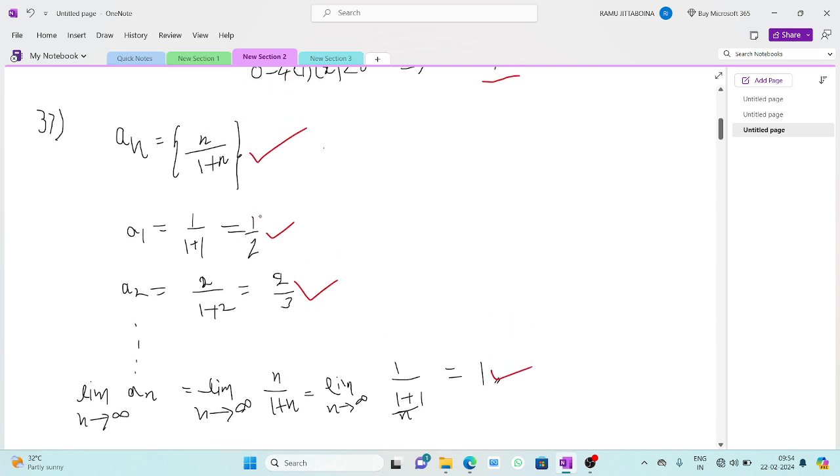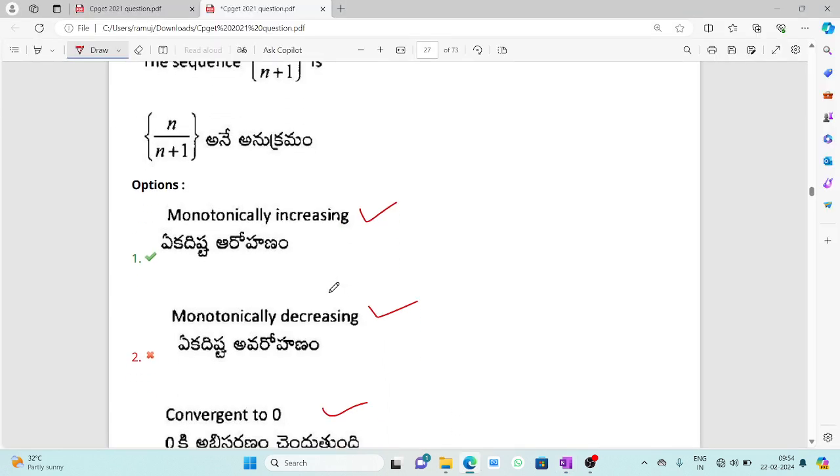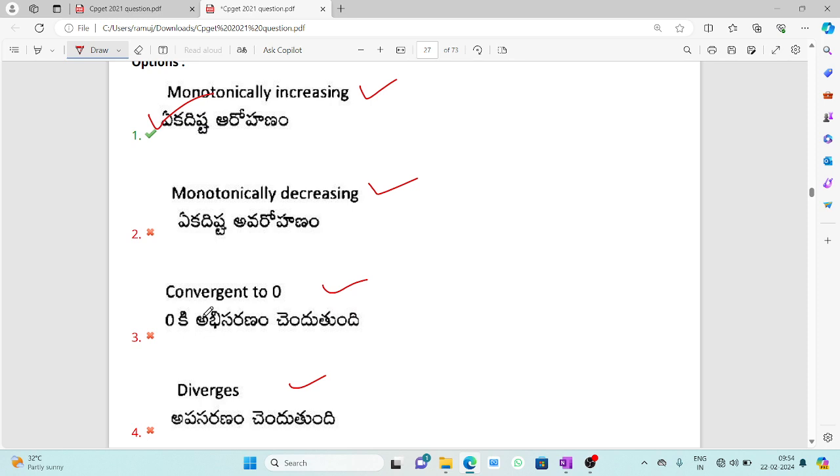So we can clearly see that at the starting point I get 1 by 2 and at the final point I get 1. So clearly it is increasing from 1 by 2 to 1. We can say that this is a monotonic increasing sequence, and that is the only correct option. It is monotonic increasing because we already proved that, and it does not converge to 0, it converges to 1. Convergence means it is not divergence. So that is the only correct one.